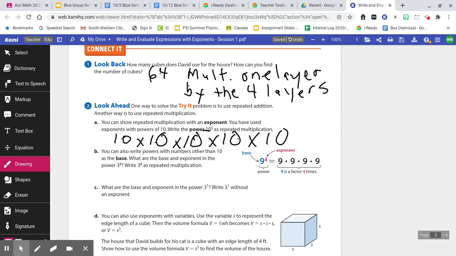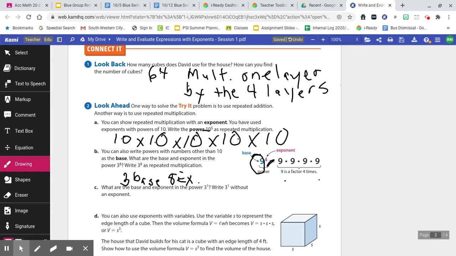What are the base and exponent in the power of 3 to the 8th? And write 3 to the 8th as repeated multiplication. So they give us an example over here. The base is the big number that it's sitting on. The exponent is the small number at the top, and that's telling me that I have 9 4 times. So my base is the number it's sitting on. So what is the base and exponent in 3 to the 8th? The 3 is my base, and 8 is my exponent.